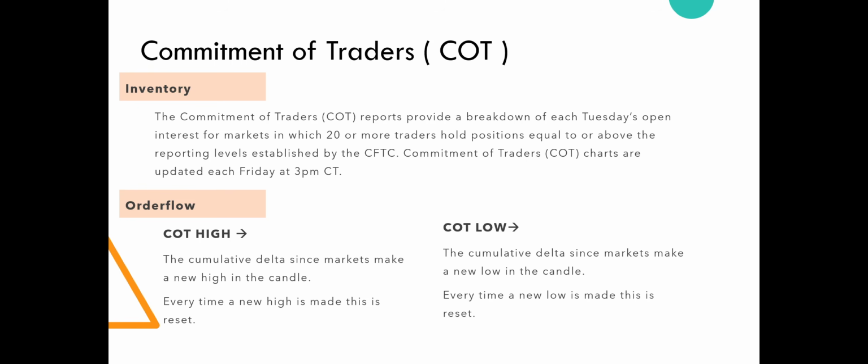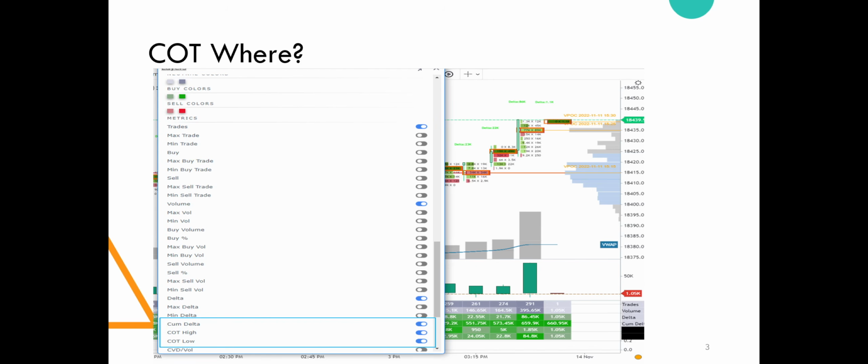Now from that perspective, what COT high stands for is the cumulative delta since the market makes a new high in the candle. Every time a new high is made, it is reset. So it's the delta between this high and the close of the candle. Similarly, COT low is since the market makes a new low in the candle, the delta between this low and the close of the candle. That is how this information is calculated, and basis that we try to make different interpretations of this information.